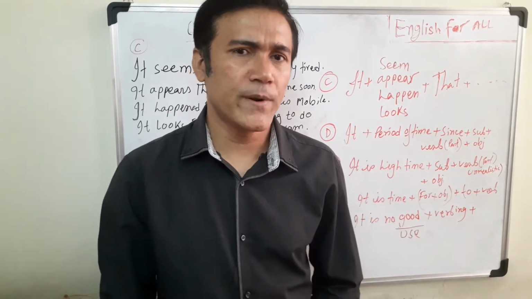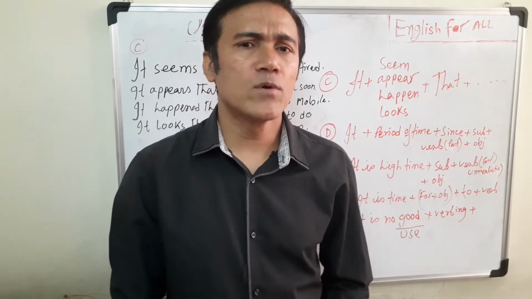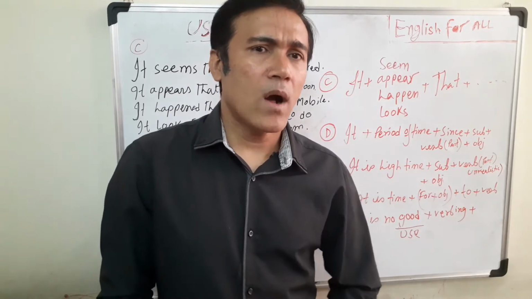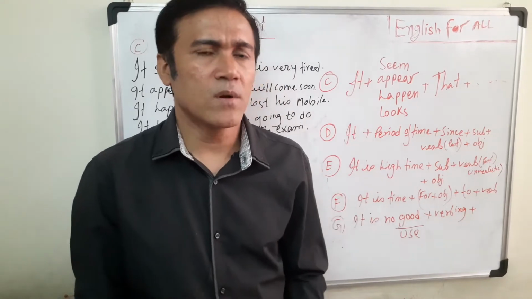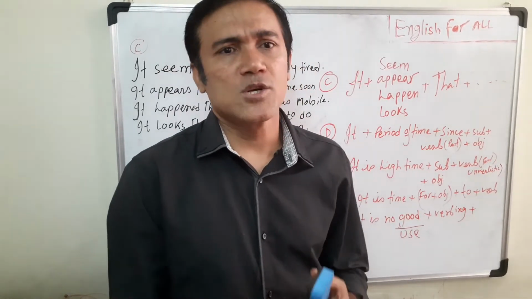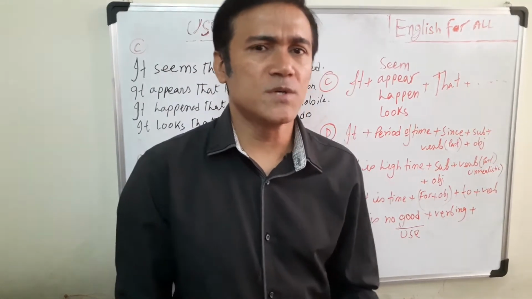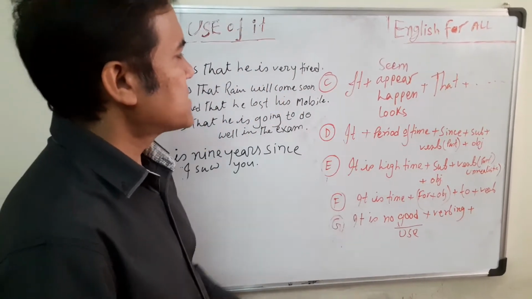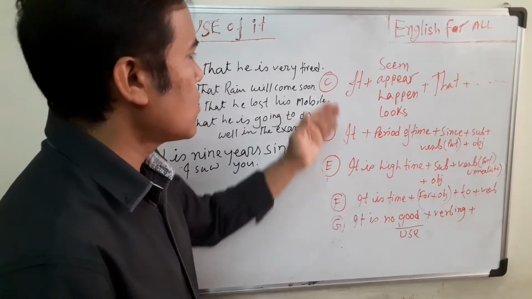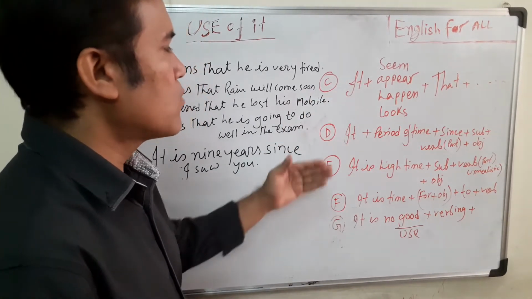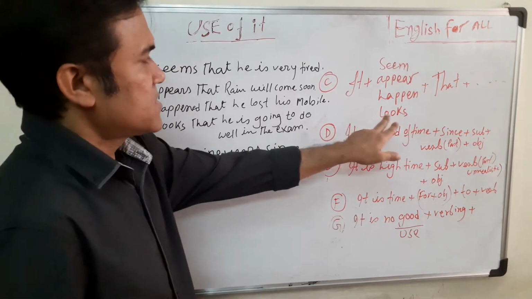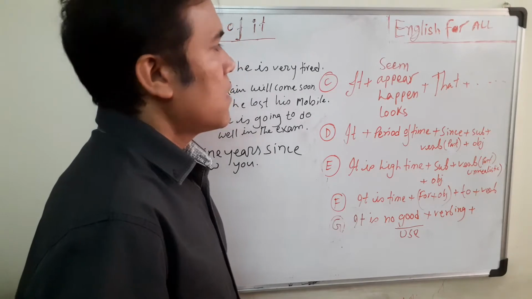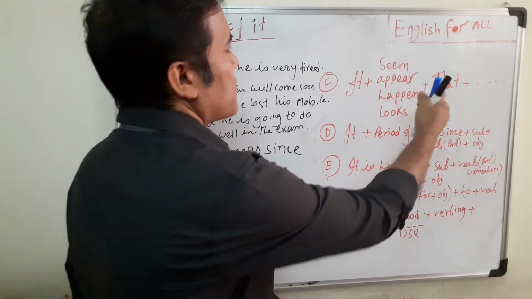In the last tutorial, I discussed how you can make sentences using introductory it and how it is used as a pronoun. In today's session, I will show you some more structures by which you can make sentences easily. As you can see, I have written 5 structures, so I'm going to explain one by one. First structure is like this: it plus seem, appear, happen, looks plus that plus other words.